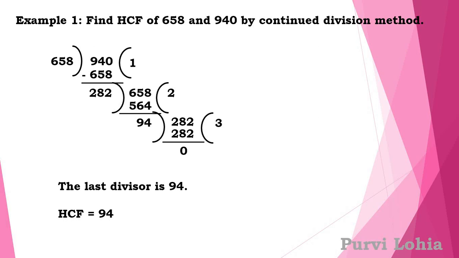Why do we take the last divisor, not the quotient? Because we have to find the greatest common divisor. That is why we take the last divisor. So this is the HCF.